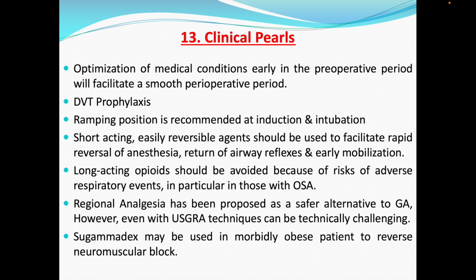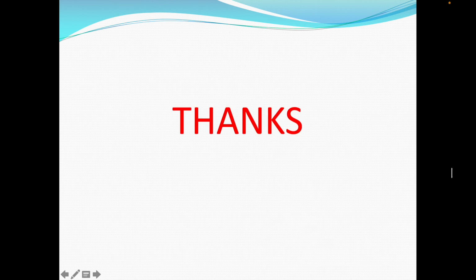Yes, so we were discussing the clinical points. This is the last slide. Long acting opioids should be avoided because of risk of respiratory depression. Regional anesthesia has been proposed as a safer alternative to GA. However, with ultrasound guided regional anesthesia, there may be technical difficulties. So sugammadex may be used in morbidly obese patients to reverse the neuromuscular block. Thank you very much.